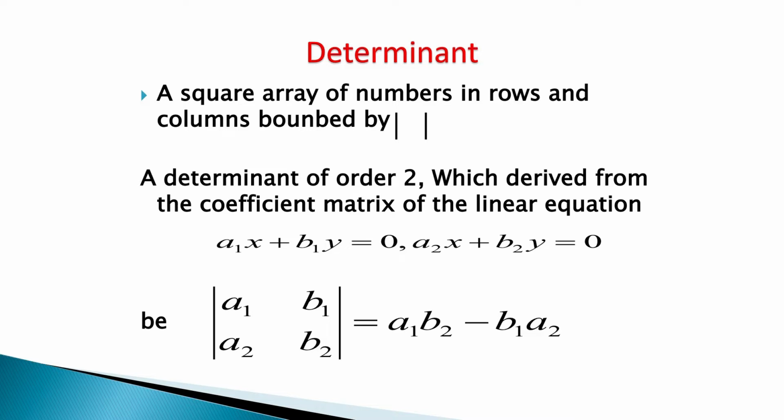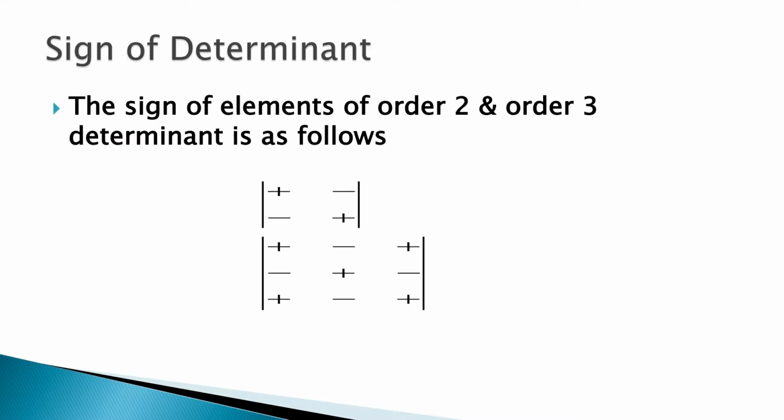A determinant of order 2 is derived from the coefficient matrix of the linear equations a1x plus b1y equal to 0, a2x plus b2y equal to 0. The determinant with rows a1, b1 and a2, b2 is defined as a1 b2 minus b1 a2. The signs of the elements of an order 2 determinant are plus minus, minus plus, and the signs of the elements of an order 3 determinant are plus minus plus, minus plus minus, plus minus plus.